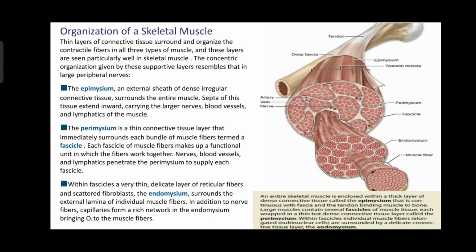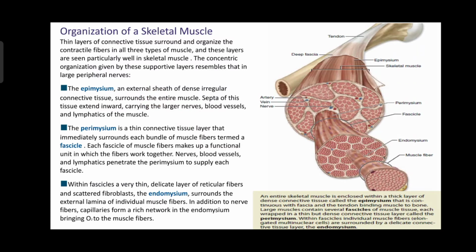There are three connective tissue layers around skeletal muscle. The first one is the epimysium. It surrounds the whole muscle and is composed of thin dense irregular connective tissue. Why is it called dense? Because it has more collagen fibers than cells. The collagen fibers are synthesized by the fibroblasts, so the fibroblast number is less compared to the collagen fibers. The epimysium is an external sheath of dense irregular connective tissue surrounding the entire muscle. The term entire muscle is important here.